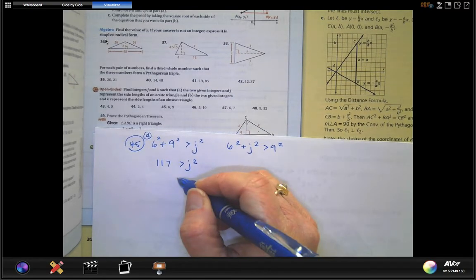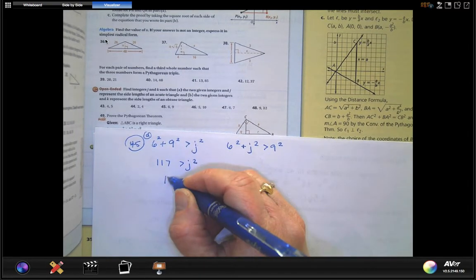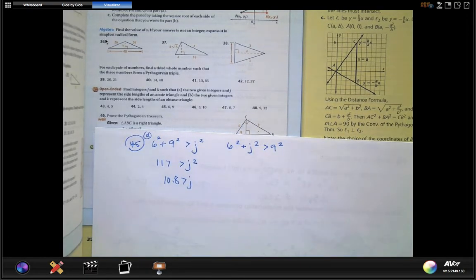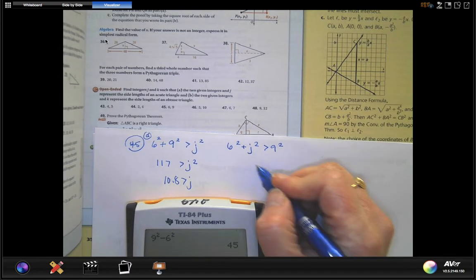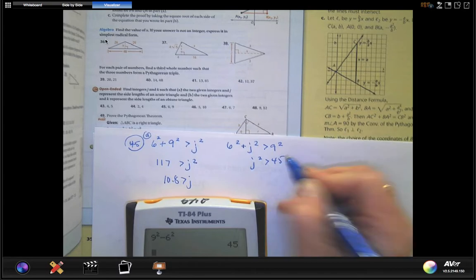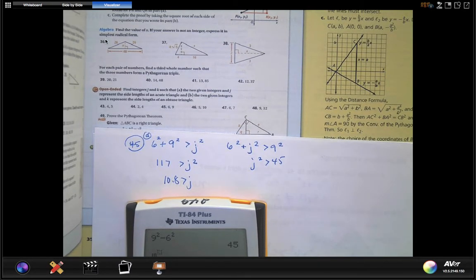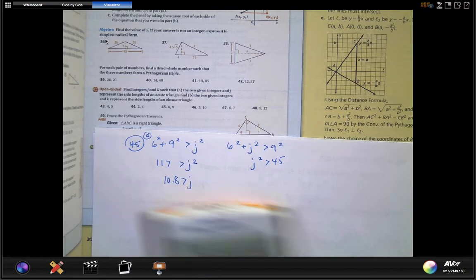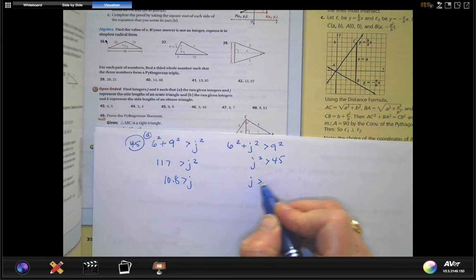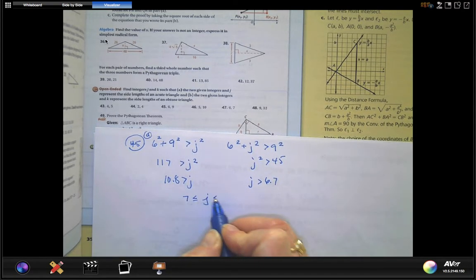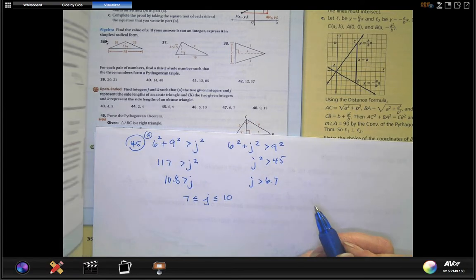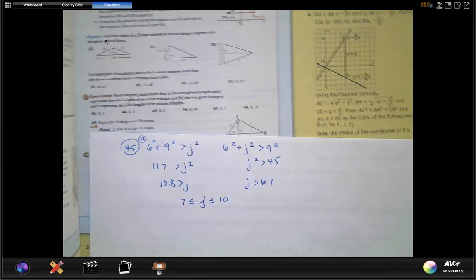So it could be that 6 squared plus j squared is greater than 9 squared. If you do it this way, j ends up having to be less than 10.8. If I look at it from the other perspective, I'd have 9 squared minus 6 squared, so j squared has to be greater than 45, square root that. We get 6.7, so j has to be greater than 6.7. So basically, j could be anywhere between 7 and 10, inclusive of 7 and 10, okay?